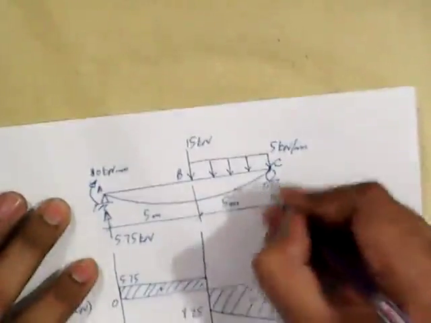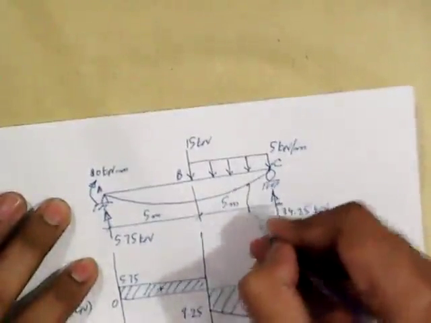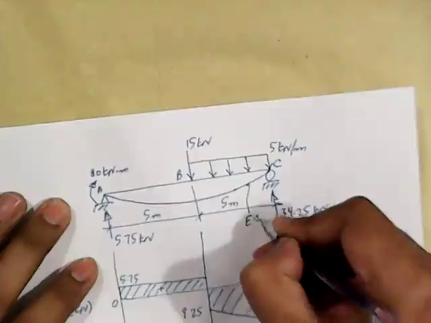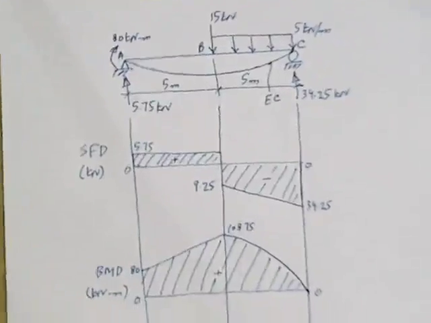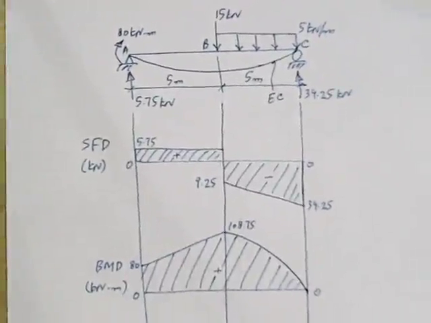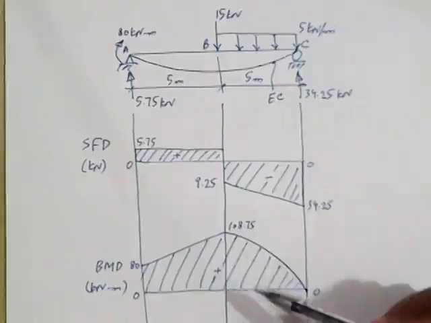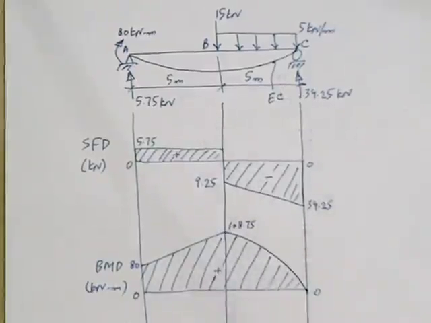So here we are. This is the elastic curve of the beam. It is sagging throughout the length of the member. So this completes our discussion about this problem. We have drawn the shear force diagram, bending moment diagram, and elastic curve.